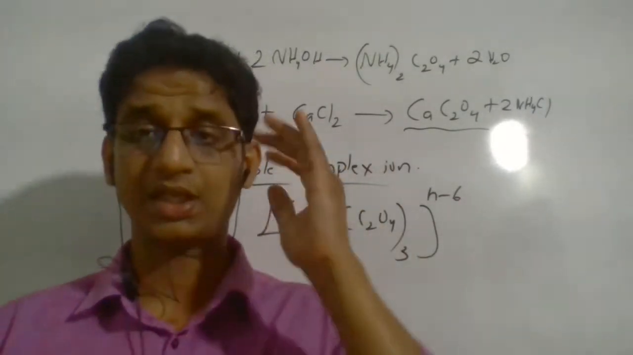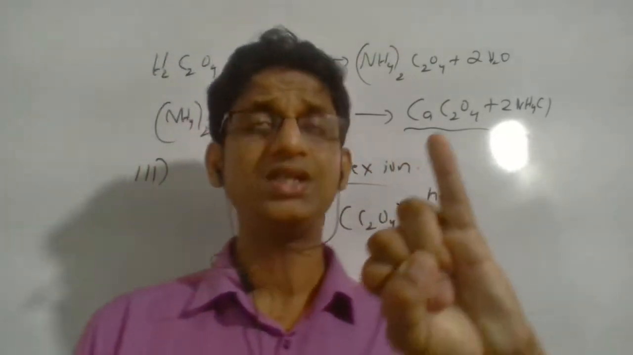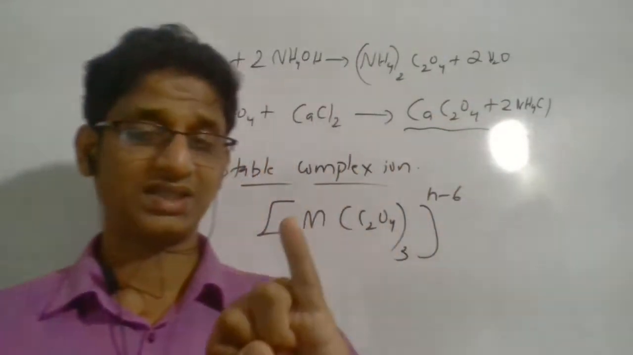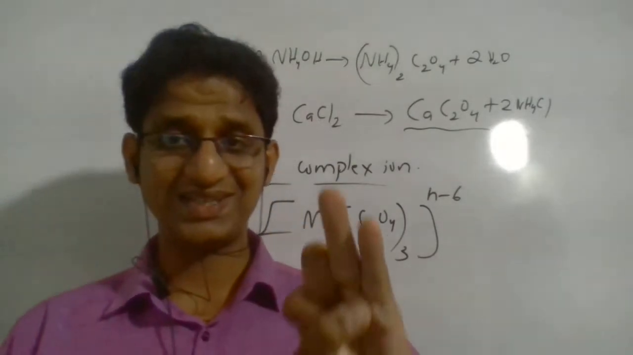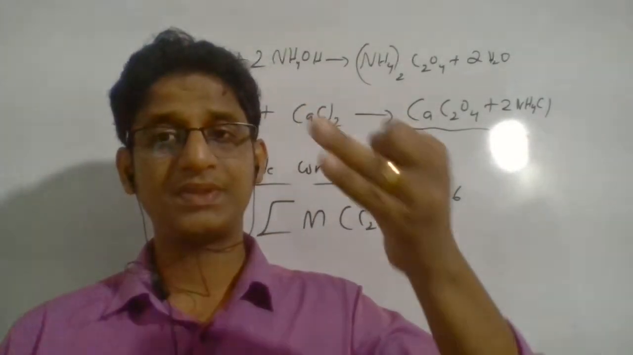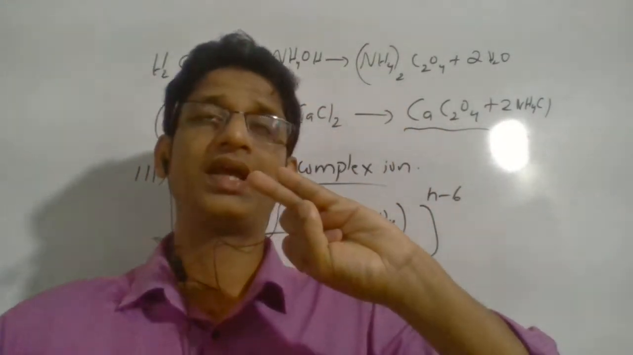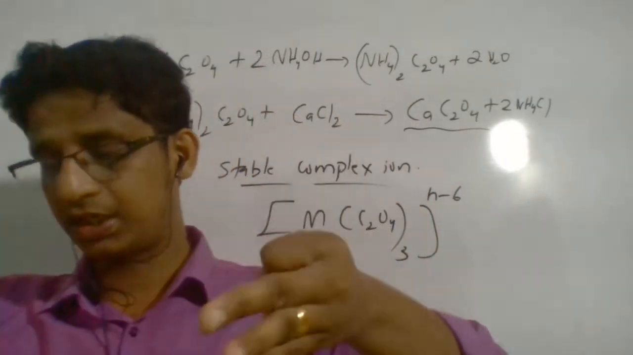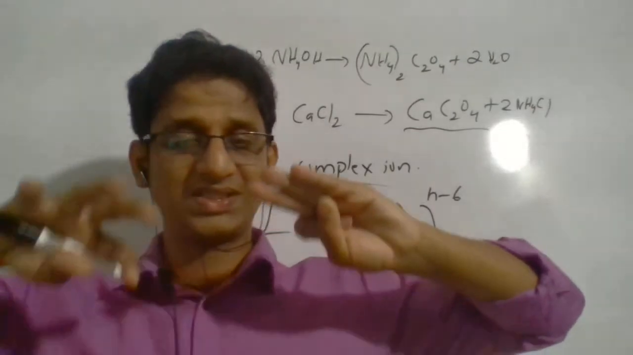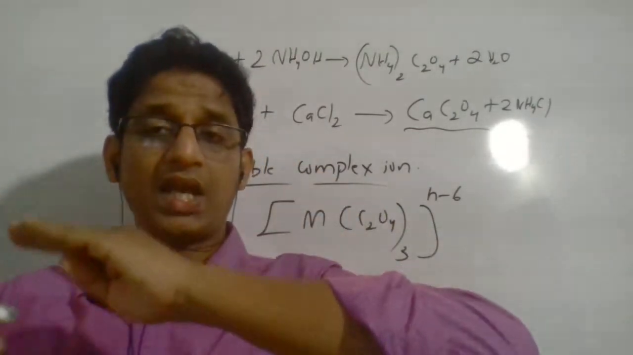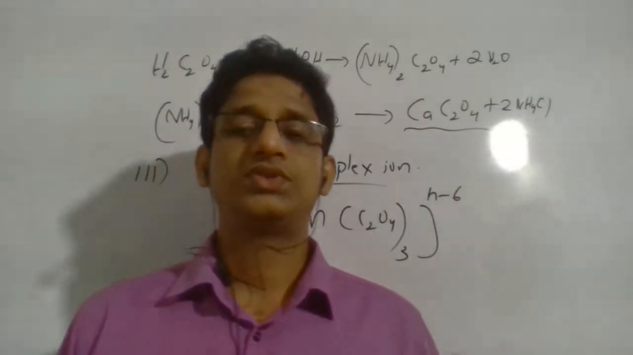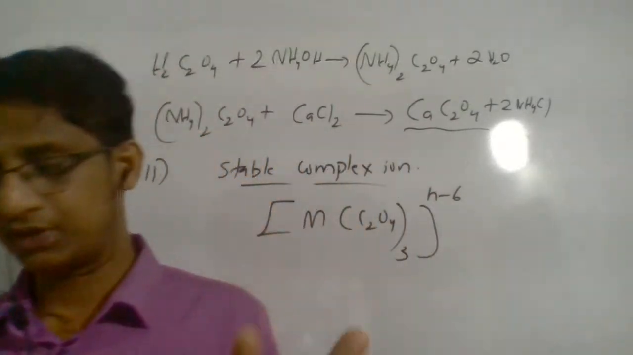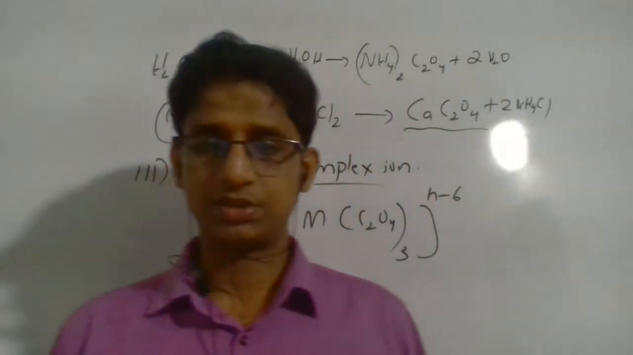First point, they cause unwanted precipitation, like arsenite and arsenate we saw. Second, they cause precipitation outside their group, like calcium precipitating in group 3, which we are not expecting. Another point, they form stable complex ions with anions like oxalate. So this is the way they can interfere in the cation analysis.